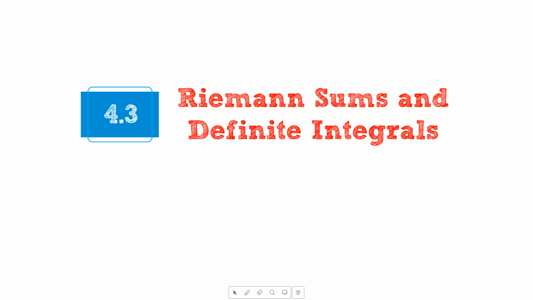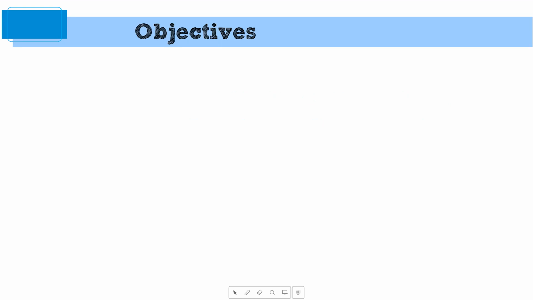Yes? Can you find the area of a triangle? Yeah. Can you find the area of a rectangle? Yeah. Can you find the area of a circle? Yeah. Then the lesson will be cakewalk. Okay, but we got to talk about Riemann sums first.